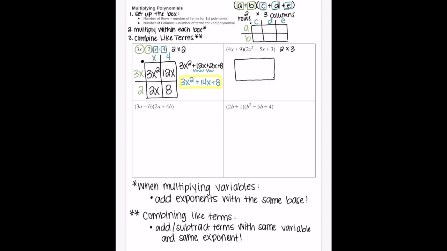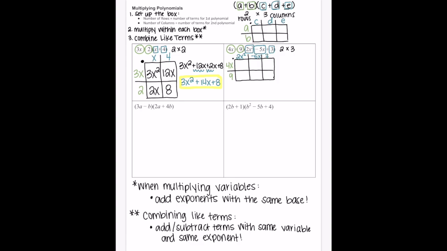So we need 2 rows, 3 columns. All right, so we're going to take the terms from the first polynomial, 4x and 9, and then take the terms from the second polynomial. Now notice I have a negative 5x, so negative 5x is what's going to go in that box. If it's a negative sign, keep it with that term. All right, now we multiply.